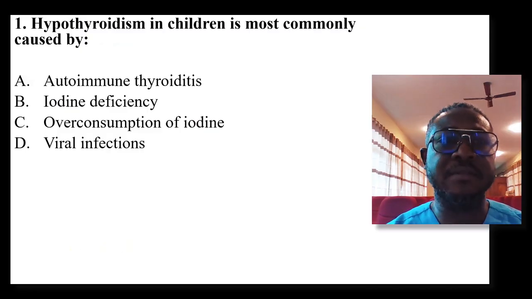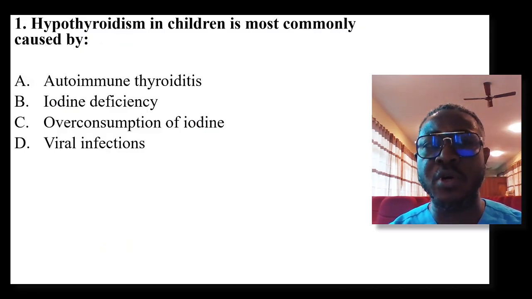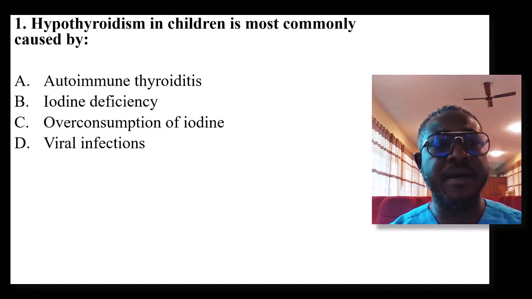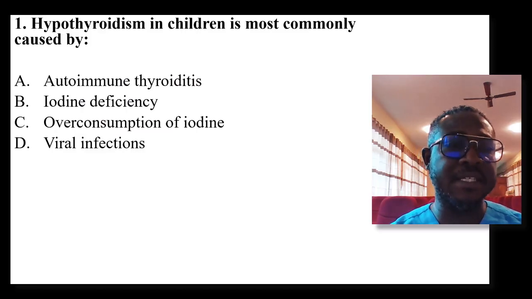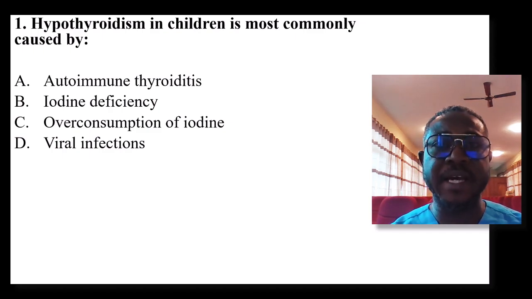The first question says hypothyroidism in children is most commonly caused by A. Autoimmune thyroiditis, B. Iodine deficiency, C. Overconsumption of iodine, and then D. Viral infections. Now, what is the correct answer here? Put your answer in the comment section.